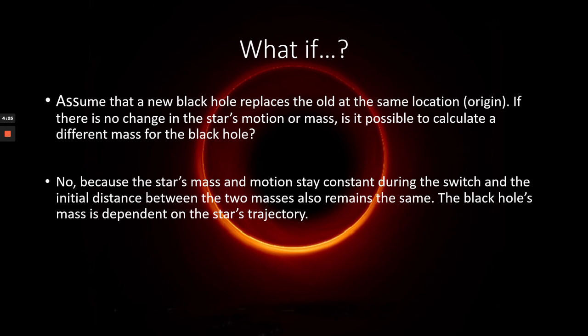If a new black hole takes the place of the original at the origin, and the star's trajectory and mass don't change, is it possible to calculate a different mass for the black hole? The answer to this question is no, because the black hole's mass is dependent on the star's motion and mass, both of which stay constant during the black hole switch, so when calculated, the value of the black hole's mass will be the same.